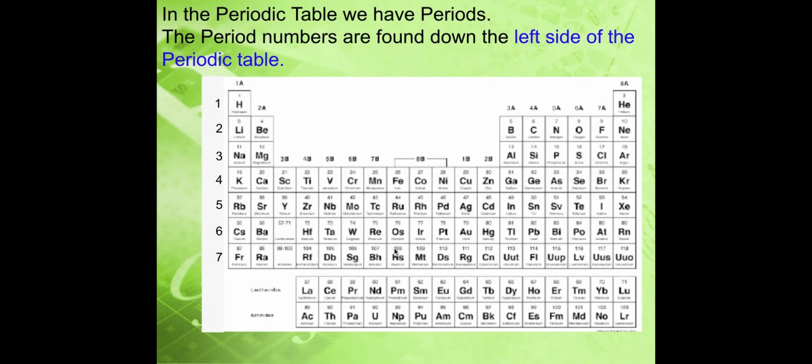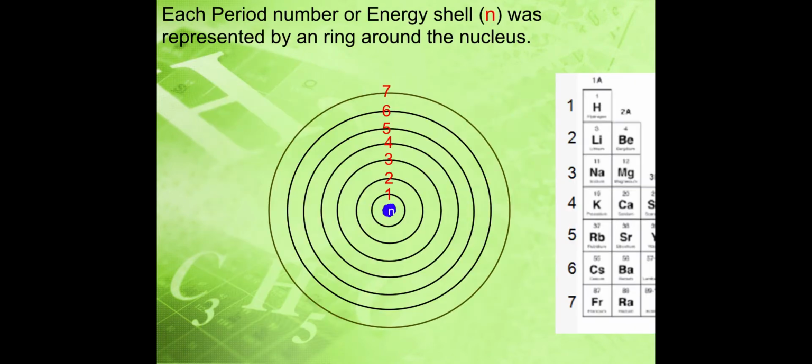So on the periodic table, we can actually show those periods. The period numbers are found to the left side of the periodic table. So if you can see right here, this is 1, this is 2, 3, all the way to 7. They represent all the periods. Now we'll take it a step further and we'll talk about what those periods actually mean. So we can take those periods and put them in an atom, or put them in perspective.